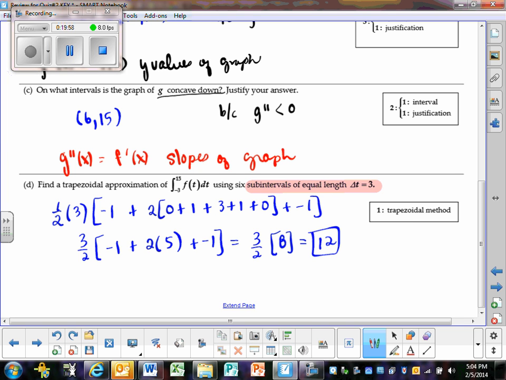However, remember, look how many points this problem is worth. 1 point for the trapezoidal method. You can stop here and still get the full point.